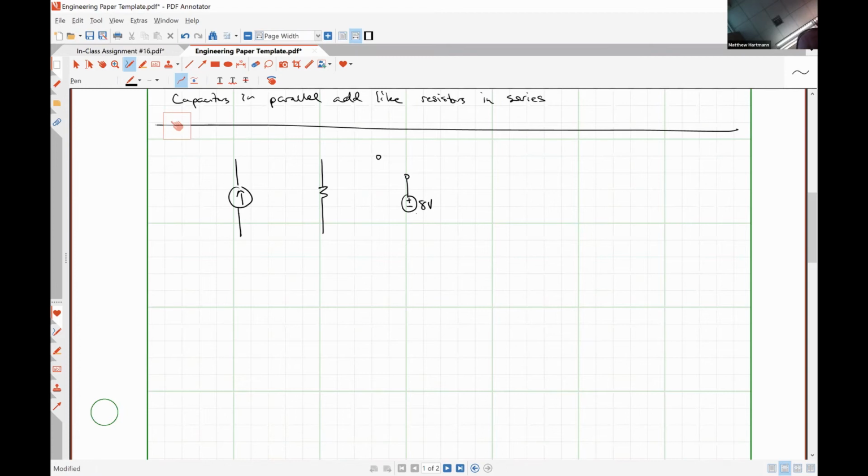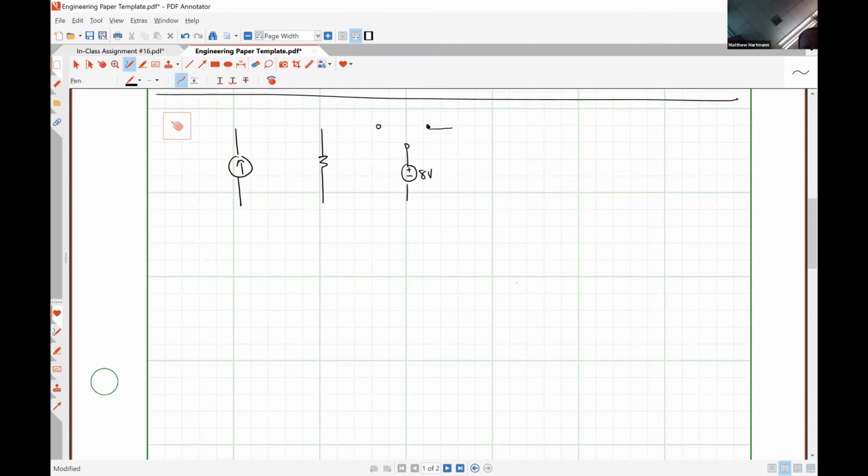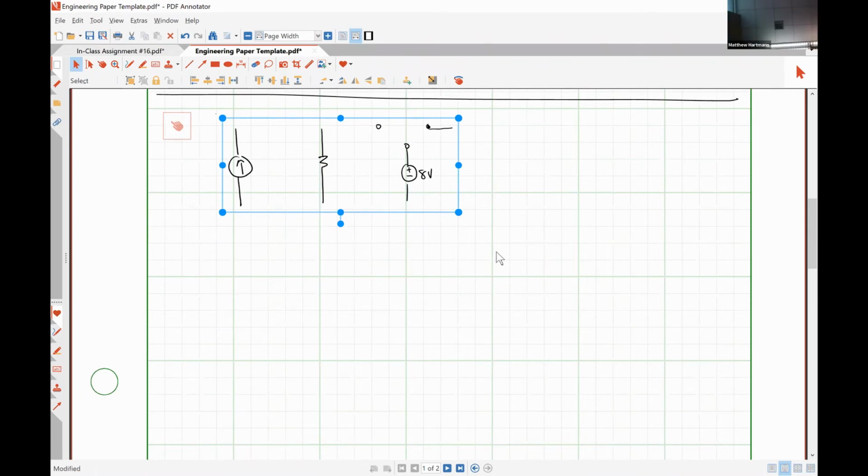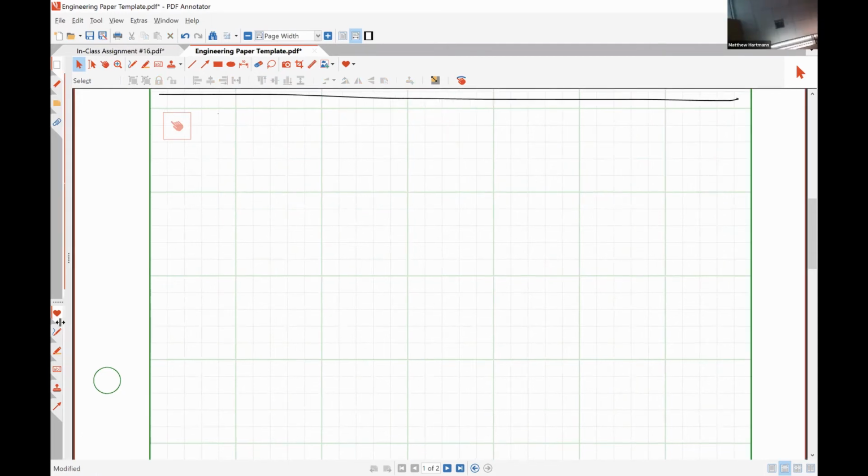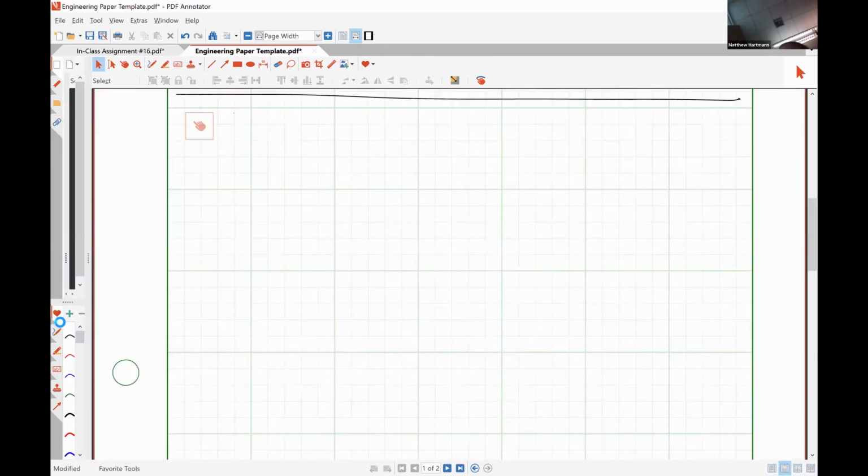Plus minus 8 volts. Oh, I didn't give myself enough room, dang. Hold on just a second. So hard to find. Select. There we go. Oh, what did I just do?